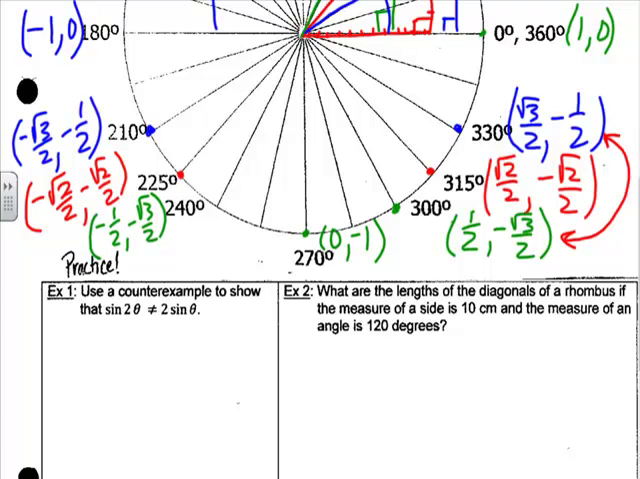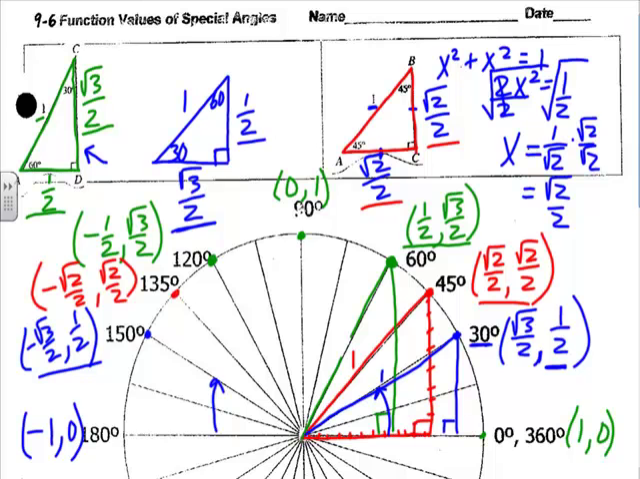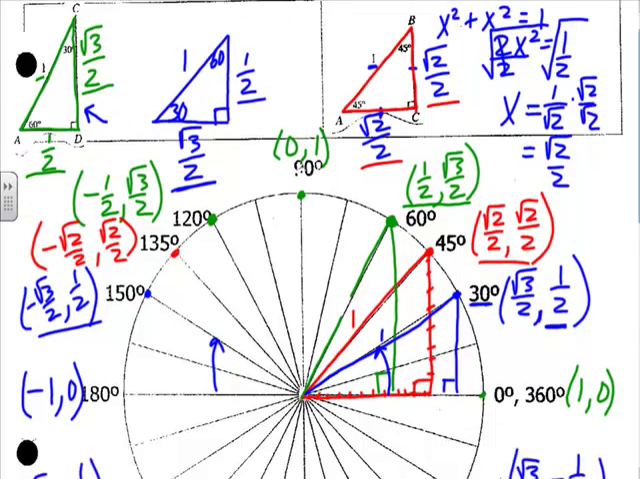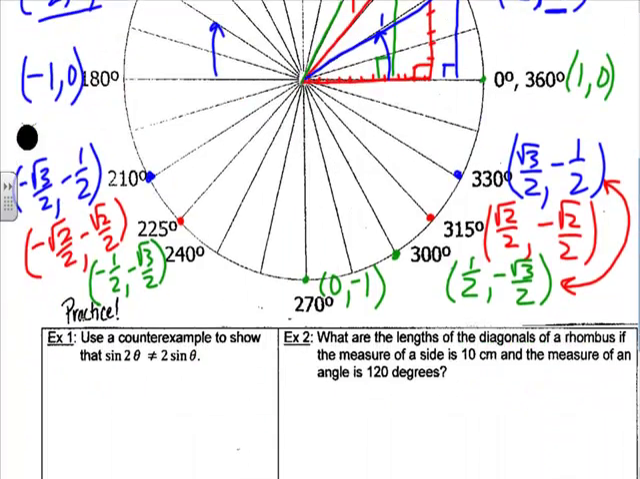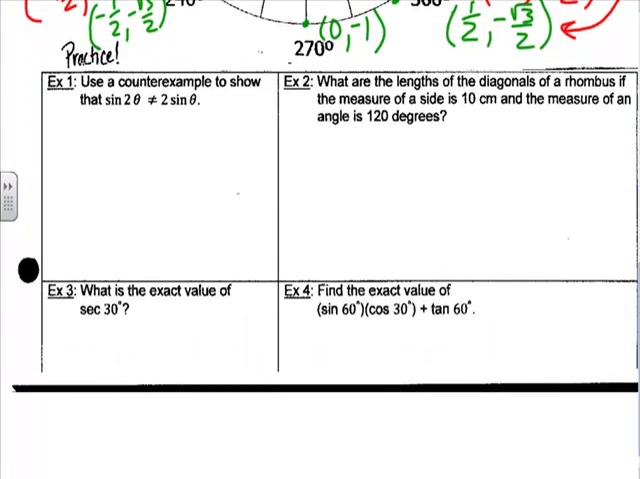So that right there is labeling the unit circle with what we're calling the function values of special angles, and you are going to need to be able to do that. So let's just apply this concept to a couple of these practice problems down here. Use a counterexample to show that sine 2 theta is not equal to 2 times the sine of theta. So basically what this means, and maybe you did this last year in geometry, is just find one example to show that this is not equal, and that would be enough to say that they're not equal.